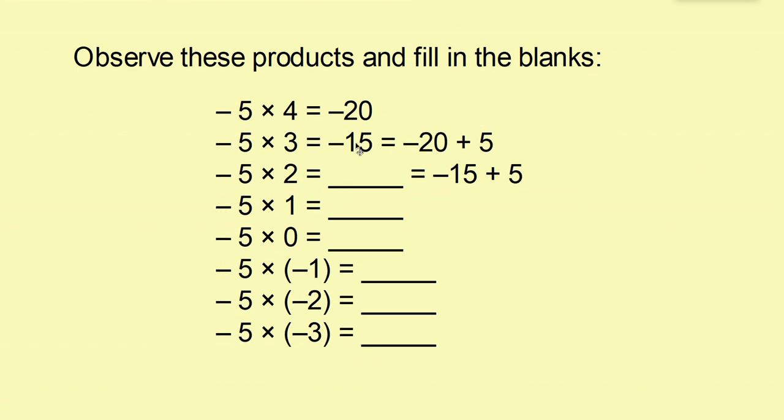Similarly, negative 5 into 2, you subtract negative 5 from negative 15. So this you can write as negative 15 plus 5, because negative 15 minus negative 5 is equal to negative 15 plus 5. What is negative 15 plus 5? It is negative 10. So in this way you fill the blanks.